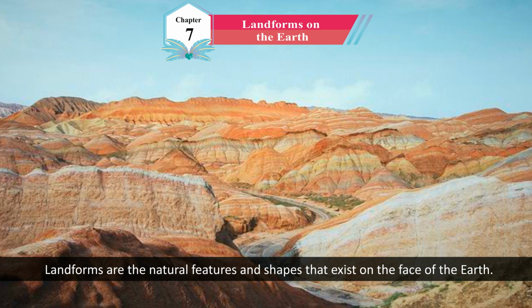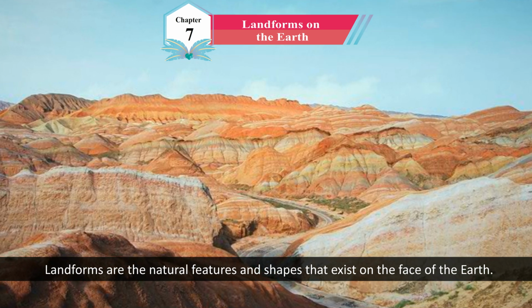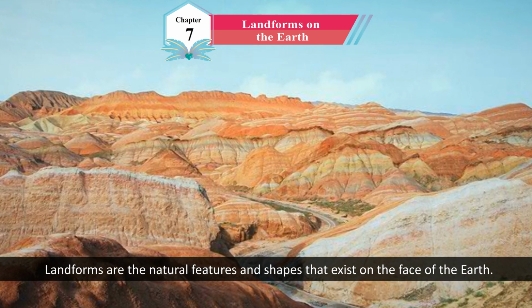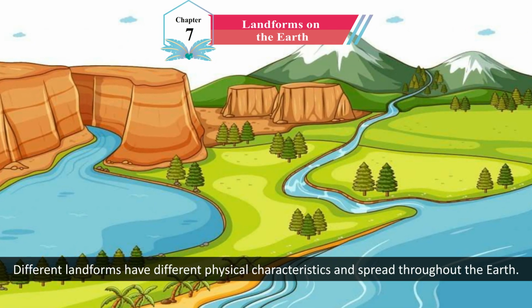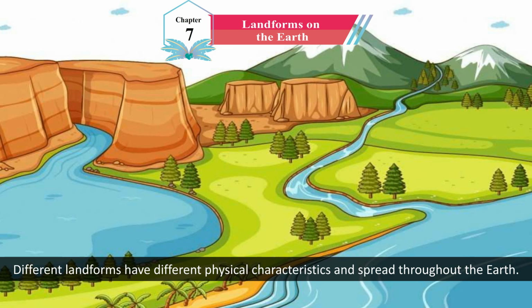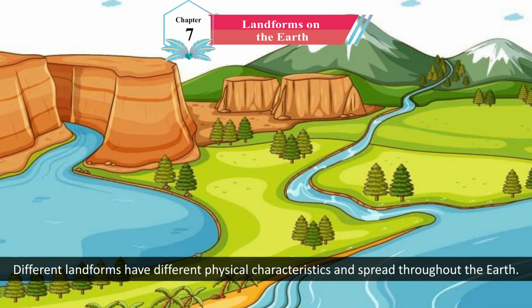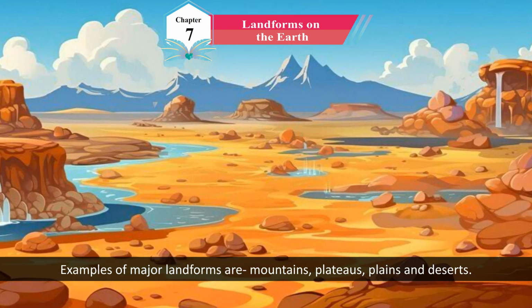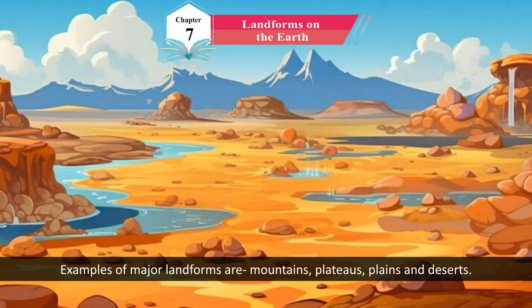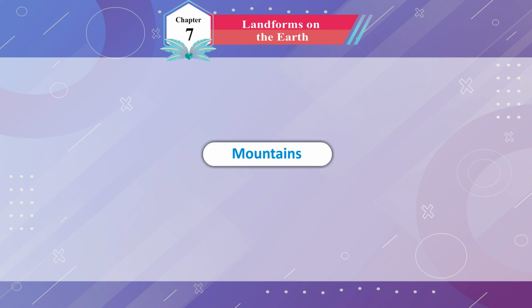Landforms. Landforms are the natural features and shapes that exist on the face of the earth. Different landforms have different physical characteristics and are spread throughout the earth. Examples of major landforms are mountains, plateaus, plains, and deserts.